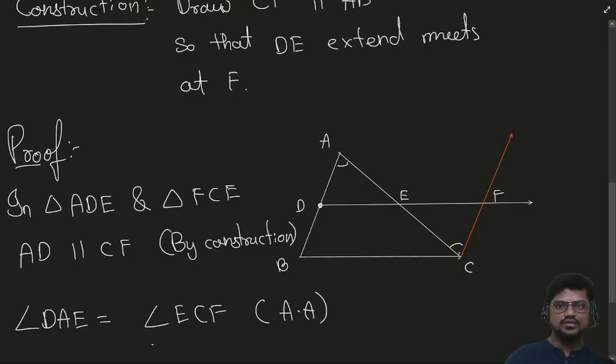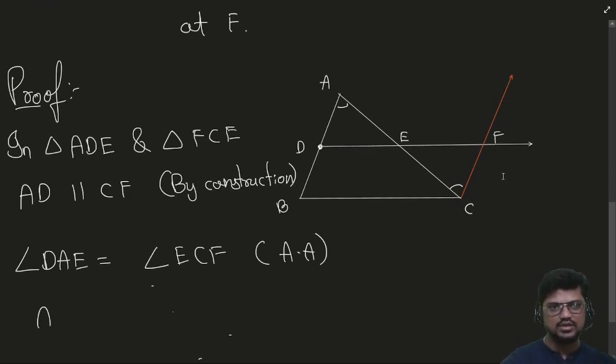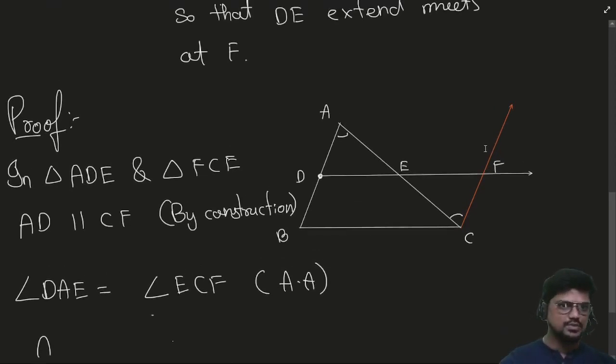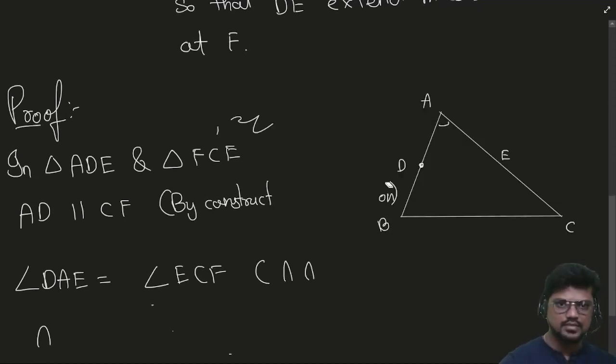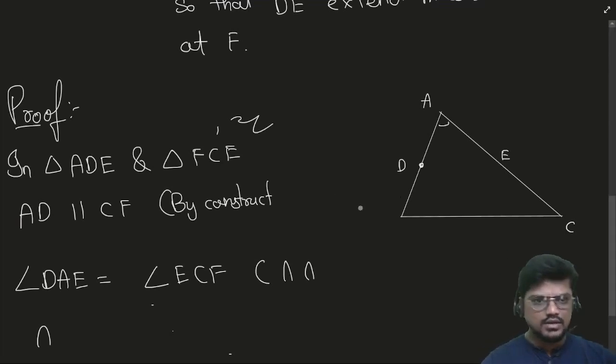Wait. I think I have drawn this line on the wrong side. We'll not extend this line over here. We'll remove this F also, and this also. This is B, and this line is also drawn.